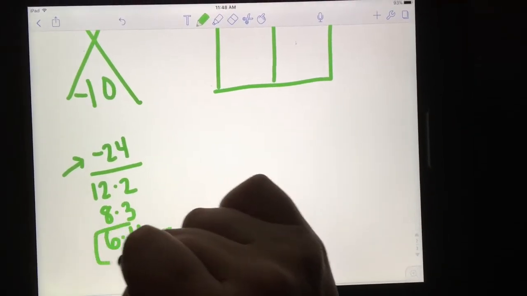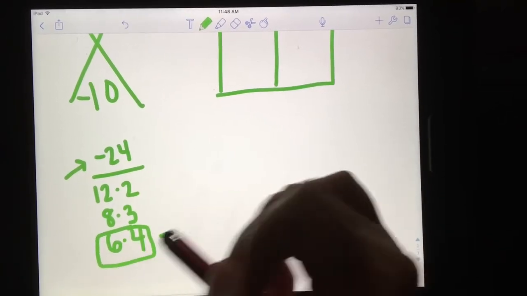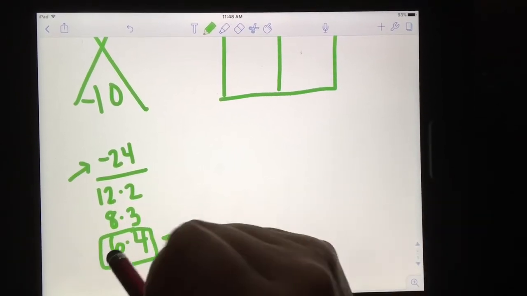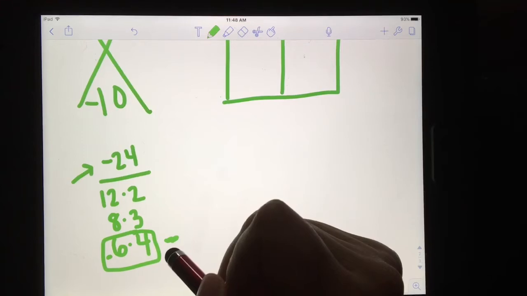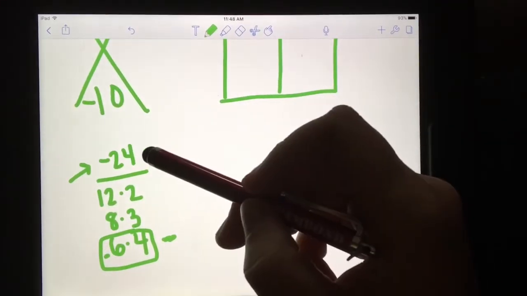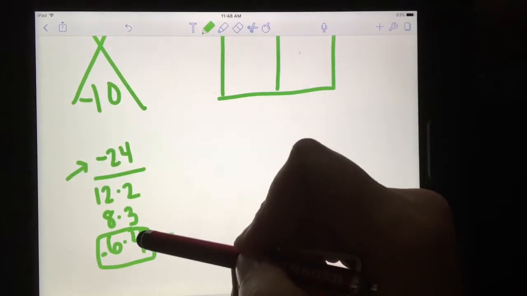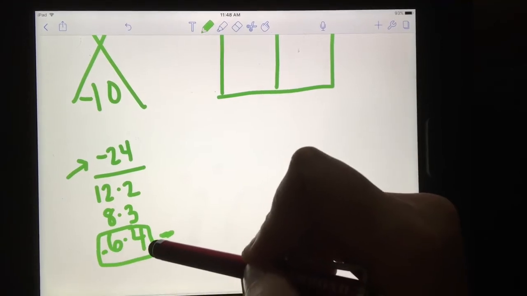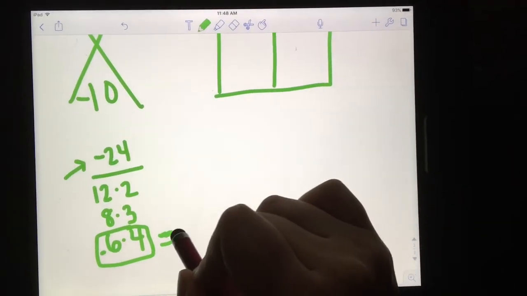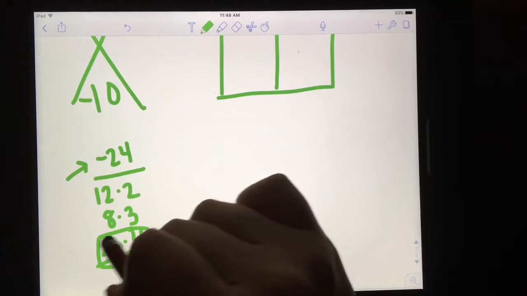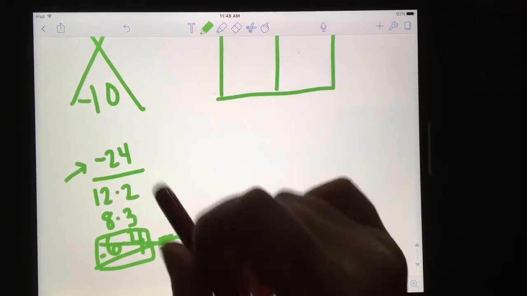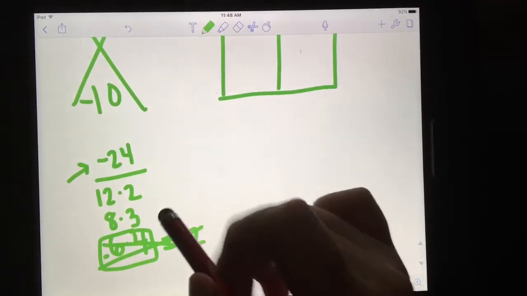So if I'm going to choose 6 and 4, one of them has to be negative. And let's say I make the 6 negative. Well, when I multiply them, I get negative 24. But when I add them, negative 6 plus 4, that gives me a negative 2. So there's no possible way to combine those to get to negative 10.